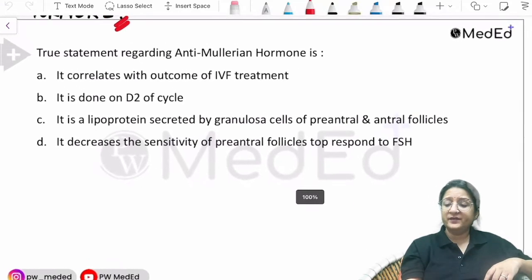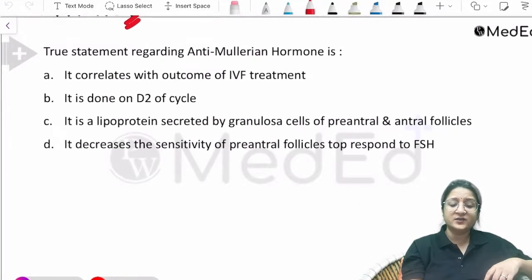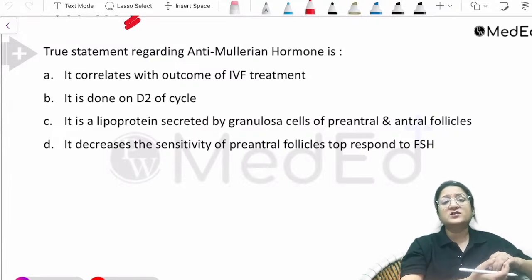Previous year MCQ, previous year INI-CET question. True statement regarding anti-Mullerian hormone is, what is the true statement regarding anti-Mullerian hormone? It correlates with outcome of IVF patient.